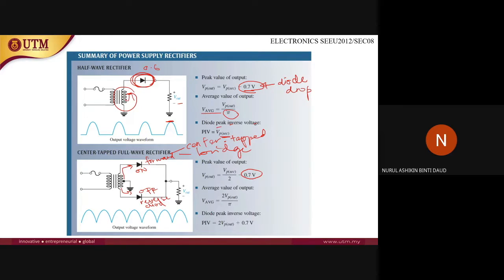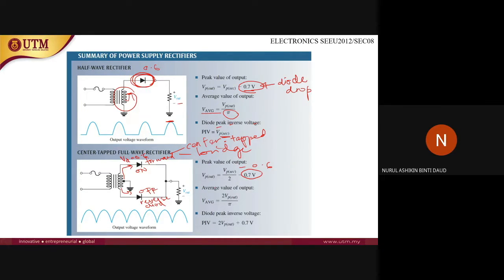Same as half wave rectifier. The value also will depend on what type of diode is used. Sometimes the value of the diode drop will be given to you. So it depends. If they mention that VD is equal to 0.6, then this value should minus 0.6.